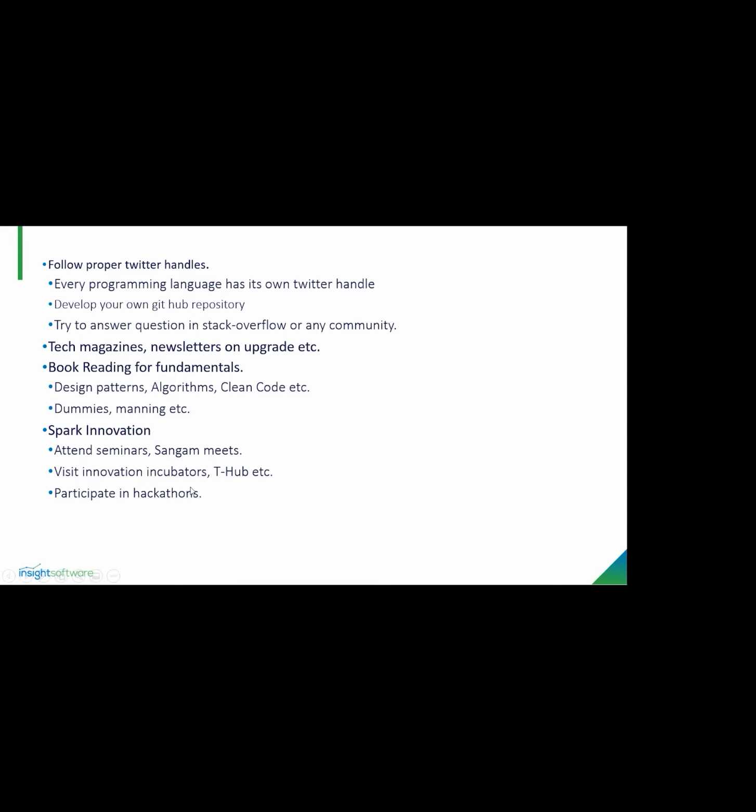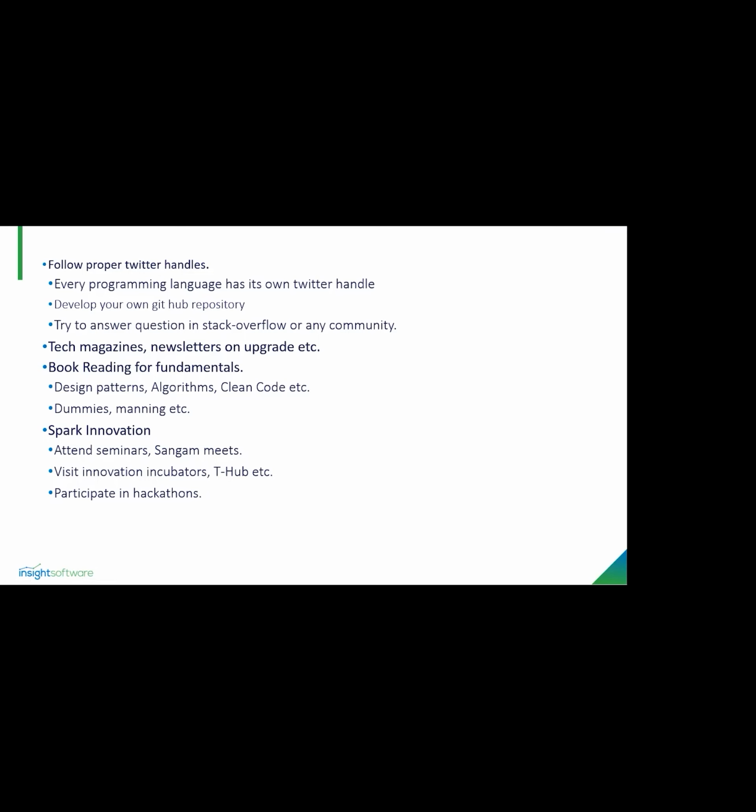And innovation incubators: every university, every college, every IT sector would have an innovation incubator. For example, the government of Telangana has T-Hub, where it organizes a few student meets. Again, they're also very free. There are no restrictions. You just go there, sit for some time and come. That's it. Do not do anything for a few days.